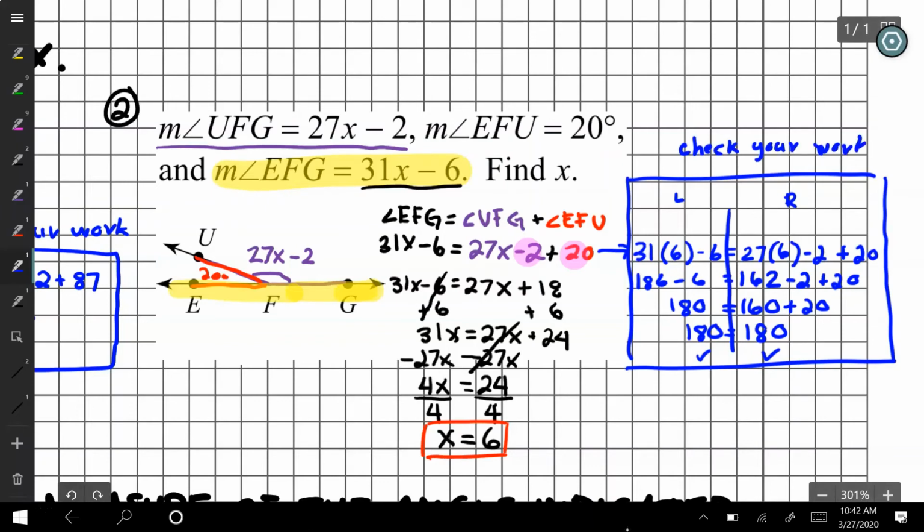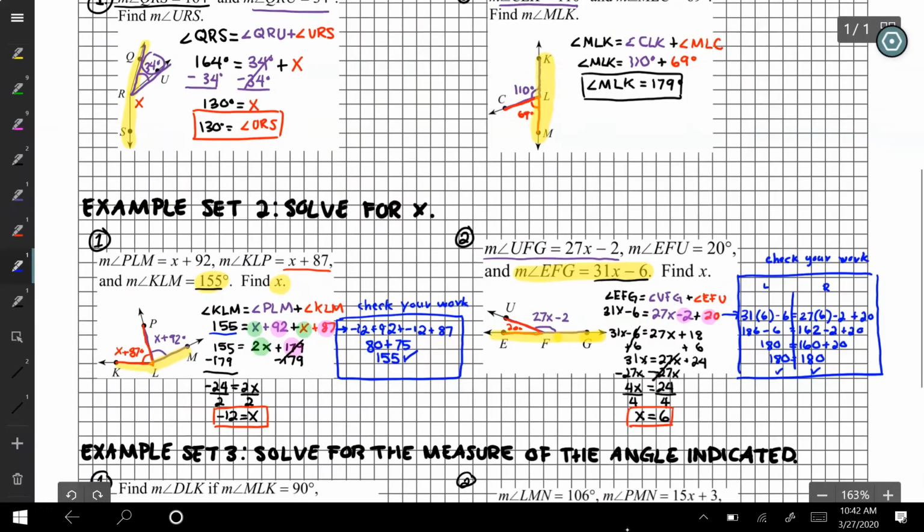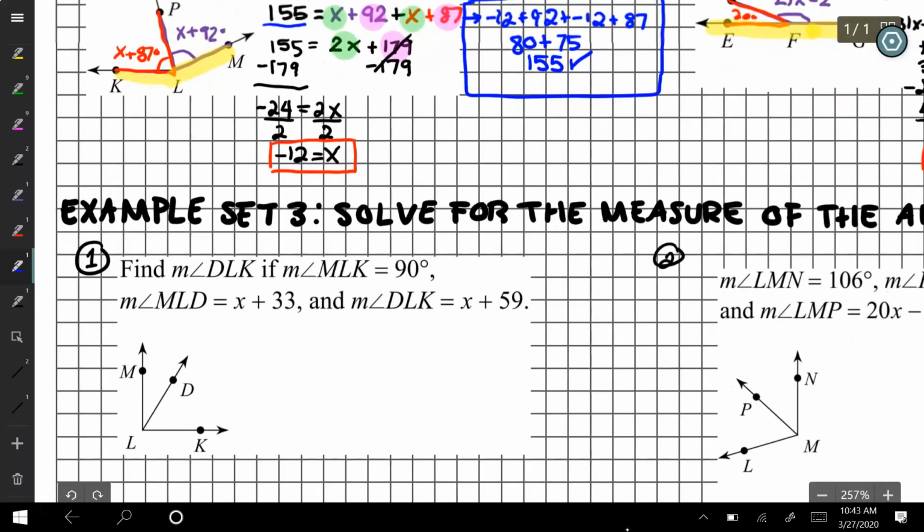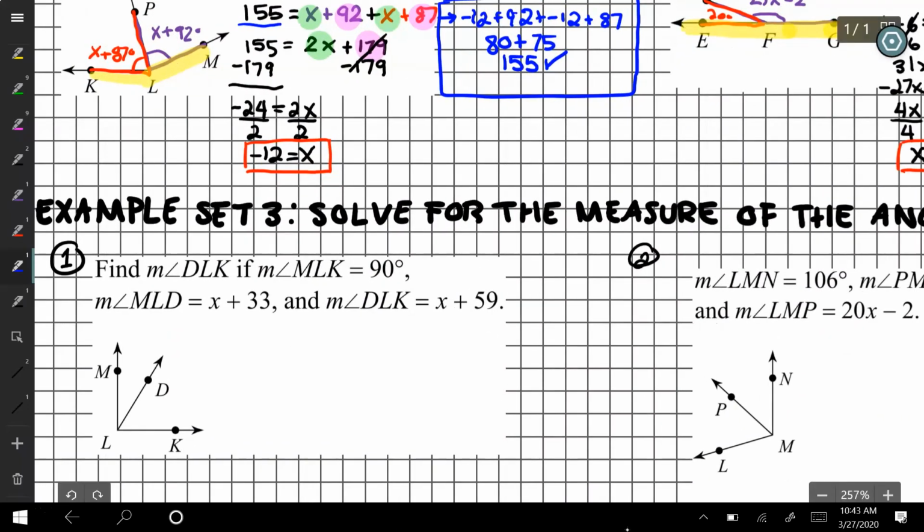Alright, so now we know how to solve for x using this postulate. The last two examples we're going to do, we're going to solve for the measure of the angle indicated. That means that we have to solve for x first, and then use our number to solve for the measure of the angle it's asking for.